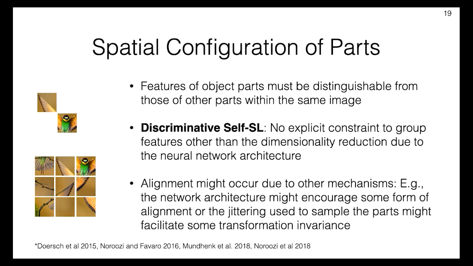In terms of the feature space, I would classify these methods as discriminative self-supervised learning methods, as they only specify what features should be different from each other, but not what invariance they should have.